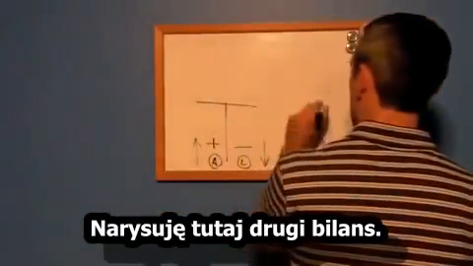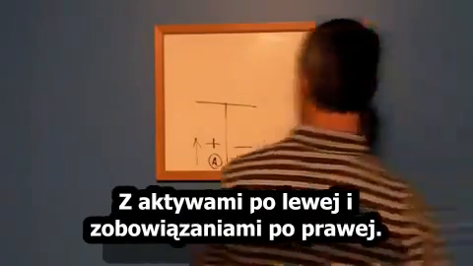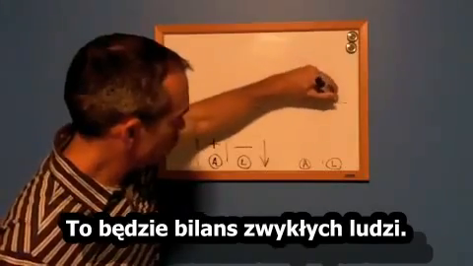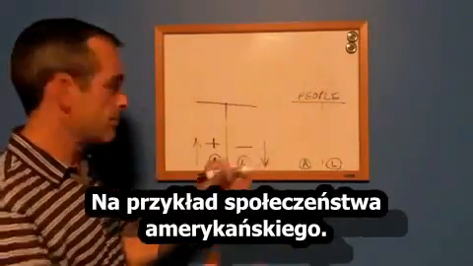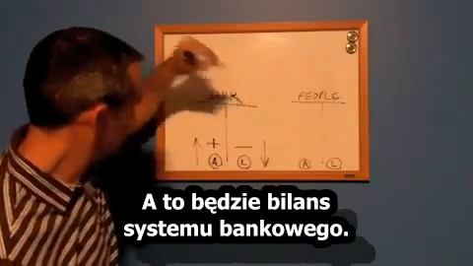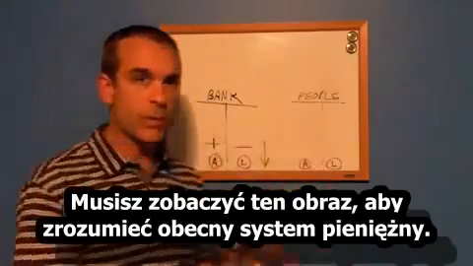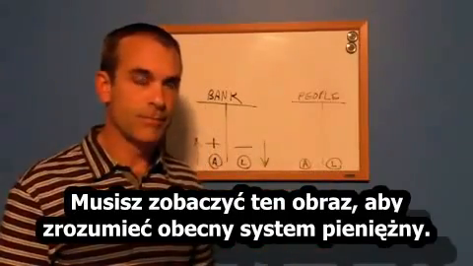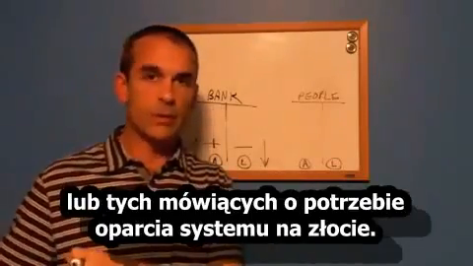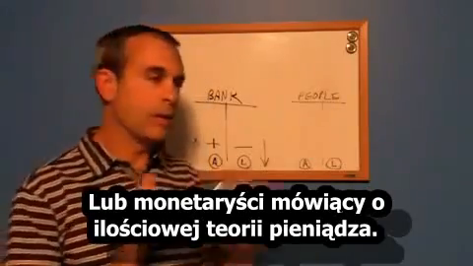I'm going to draw another balance sheet up here. Again, assets on the left and liabilities on the right. And this one is going to be the people's balance sheet, the population of the United States. And this will be the banking system's balance sheet. You need to see this picture in order to understand our monetary system. Just reading Austrian theory about the need for intrinsic value, or reading the gold bugs about the need for gold backing, it's not true. And reading the monetarists about the quantity theory of money.